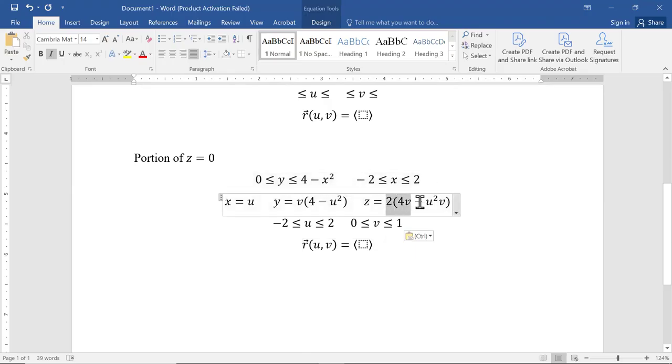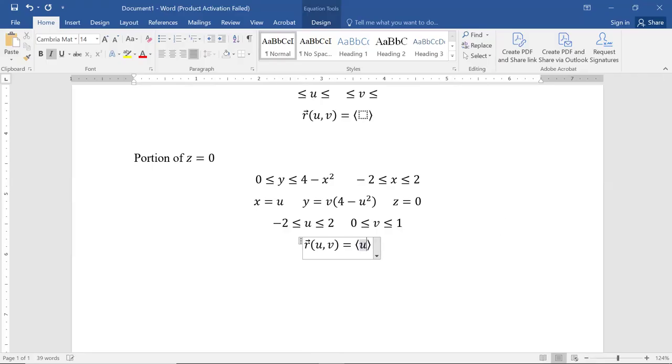But this time, since we're looking at the portion of z equals 0, z equals a function of x and y just becomes z equals 0. And that's my parameterization. So the x component is going to be u. The y component is going to be 4v minus u squared times v. And then in this case, the z component is 0.